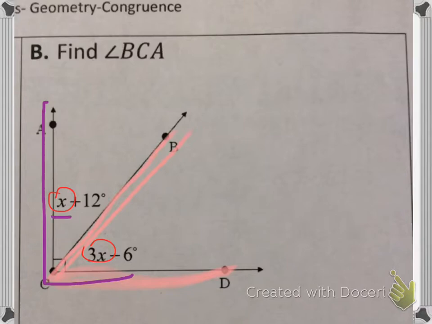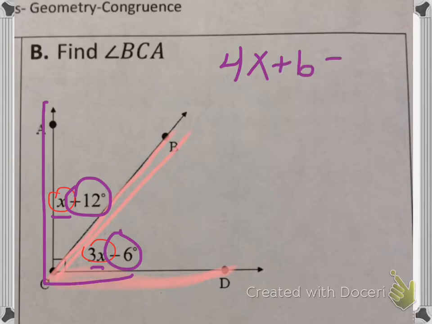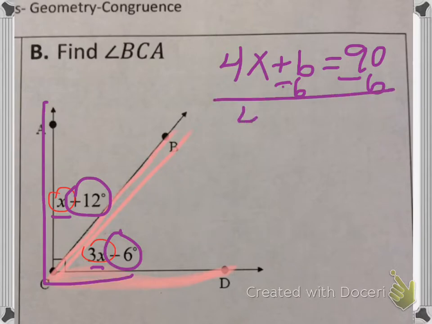So I'm going to start with the x and the 3x and add that together to be 4x. I'm going to take the plus 12 and the minus 6 and add those together to be plus 6. Then I know that's going to be equal to 90, so I'm just going to set it equal to 90 and solve it. I'm going to minus the 6 to the other side to start isolating that 4x. When I do that, I get 84.